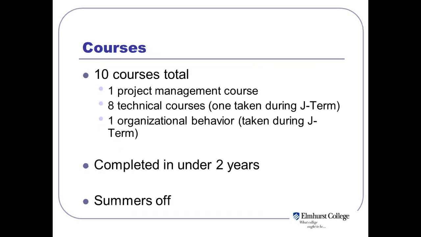The courses, in order to complete the degree, it takes 10 courses total. 1 is a project management course. 8 are technical courses covering networking and programming, 1 of which is taken during J-term. That's known as our January term here on campus. That's a 4-week session, so you actually get a course done in 4 weeks. We also have 1 organizational behavior course also taken during one of the J-terms. The program is completed in just under 2 years, and this does mean summers off.